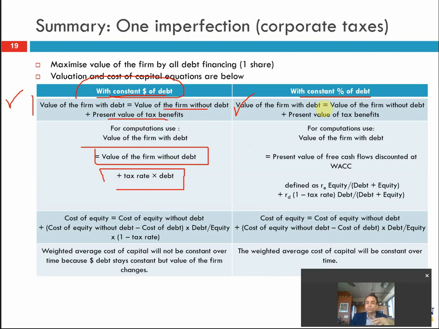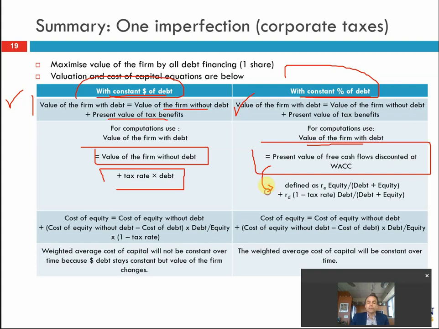In the alternative situation in which you've got a constant percentage of debt, you just estimate the value of the whole firm as the present value of the cash flows discounted at the weighted average cost of capital, which we did in our weighted average cost of capital module. Nothing here has changed. And the weighted average cost of capital is defined as cost of equity times the proportion of equity finance plus the cost of debt times 1 minus the tax rate times the proportion of debt finance. So again, if your dollars of debt are going to stay constant, use the equations on the left-hand side for valuation. If your percentage of debt is going to remain constant, use the equations on the right to estimate the present value of the cash flows.